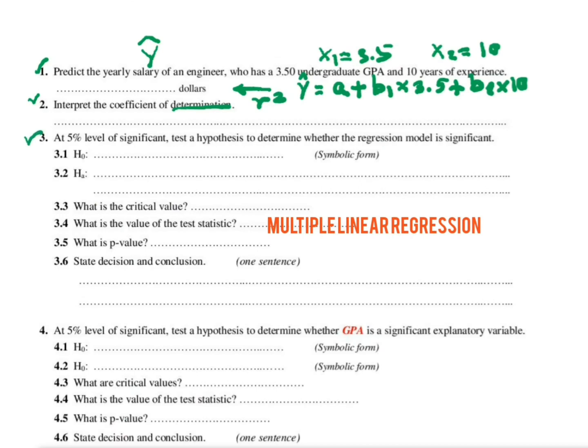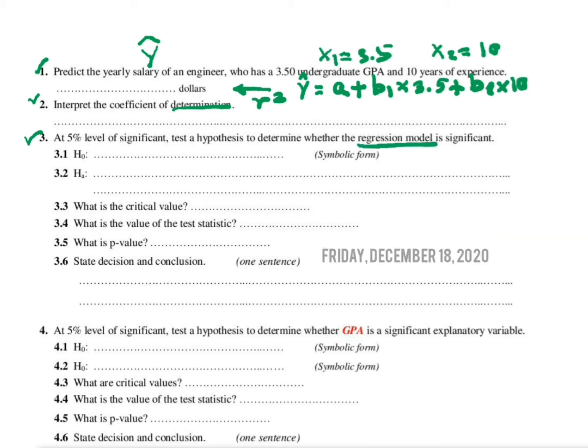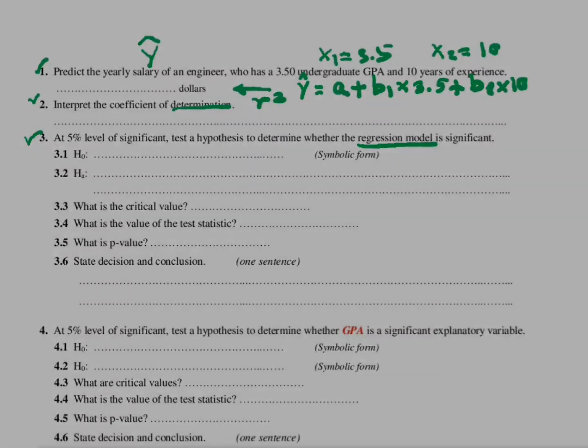Question number 3, at 5% level of significance, test the hypothesis to determine whether the regression model is significant. What does this mean? That means the regression equation is not trivial, it is useful. That means if you know the values of x1 and x2, you can predict the value of y. If you change the values of x1 and x2, then the predicted value of y will change. What does this mean statistically?